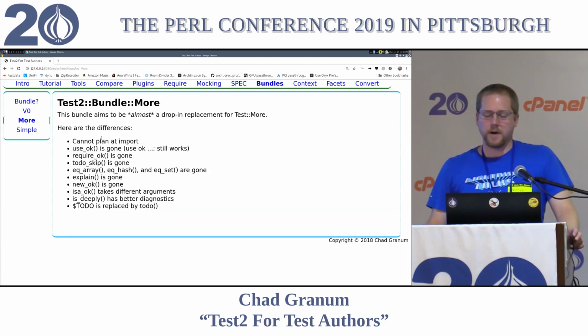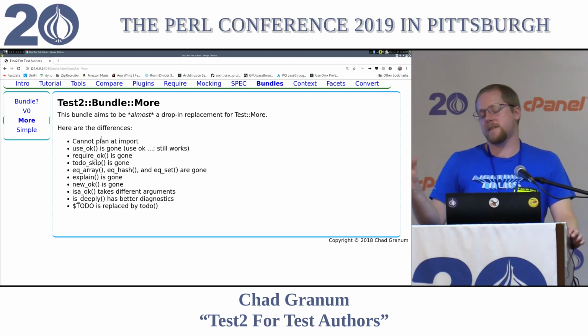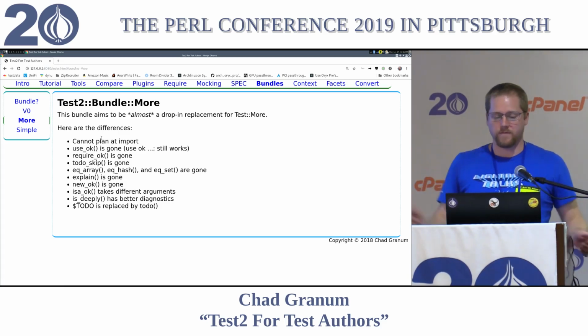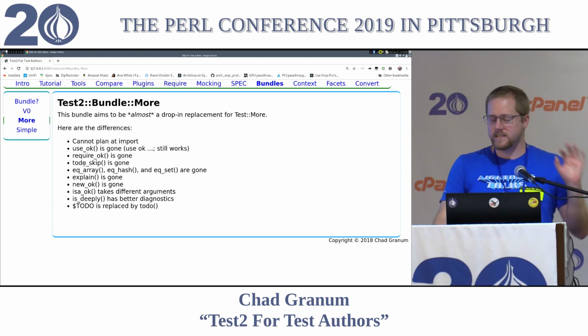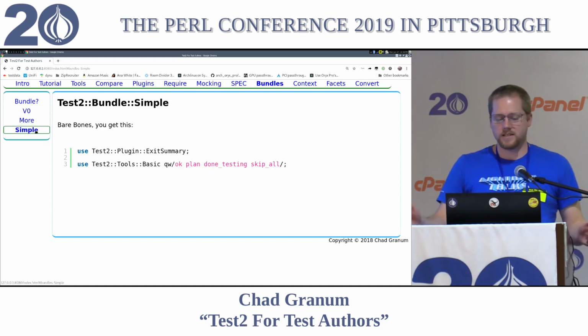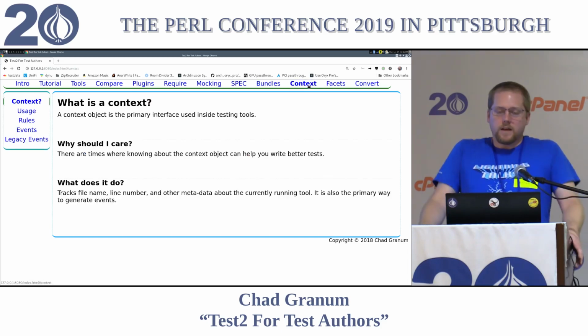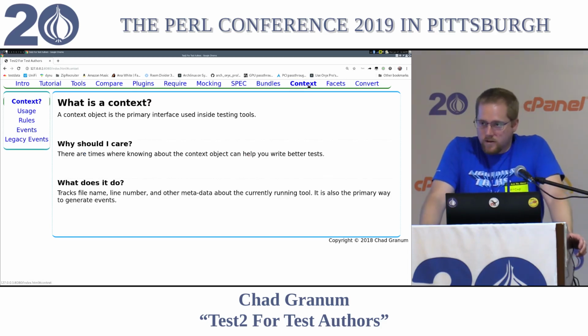There's the Test2::Bundle::More, which is the closest thing to the Test::More interface. If you just want to really quickly convert, you can use Test::More to Test2::Bundle::More. But there are a few differences that can still bite you where you'd have to update them, and I've listed those there. There's also Test2::Bundle::Simple, which basically gives you ok, plan, done_testing, and skip_all, and nothing else. Okay, moving on. So now we're getting to a bit of the internals.